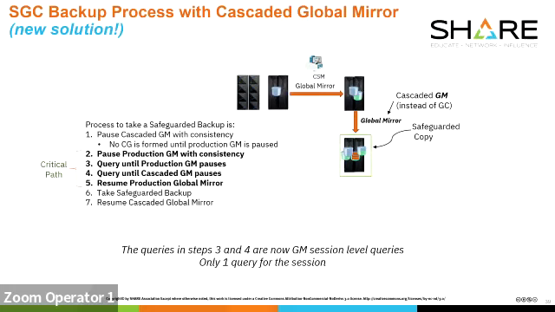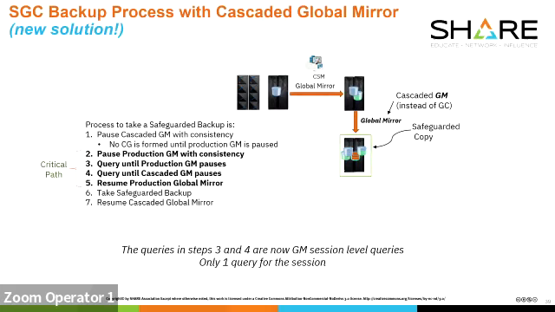Once this pause is done, we can query to make sure the Global Mirror is also paused. And then once they are all paused, we can resume the production Global Mirror, and then form the safeguarded copy. So it does shorten the time.